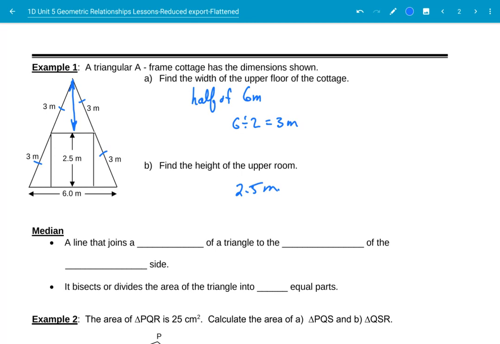A median. Okay, so now we're talking about a different line. A median, a line that joins a vertex or tip of a triangle, but the formal name is vertex, right? A corner of a triangle, to the midpoint. So it's not midpoint to midpoint, it is tip or vertex to the midpoint across from it. So the opposite side. It bisects or divides the area of the triangle into two equal parts. And this isn't just for a right triangle. Oh, by the way, that stuff for midpoints isn't just for a right triangle.